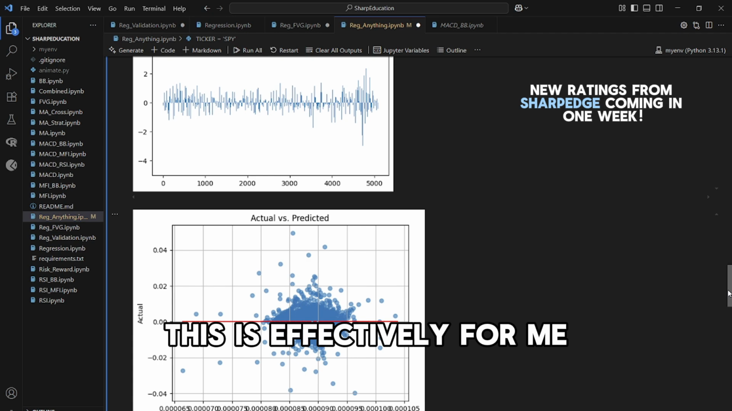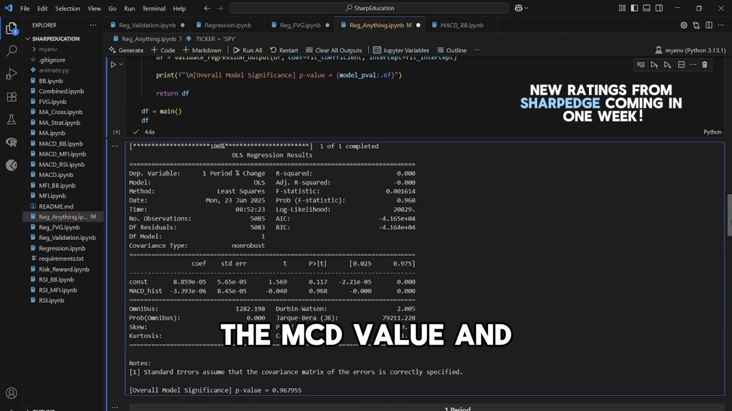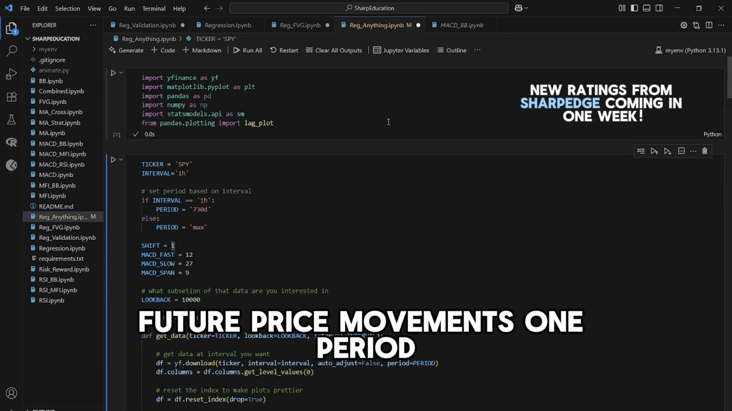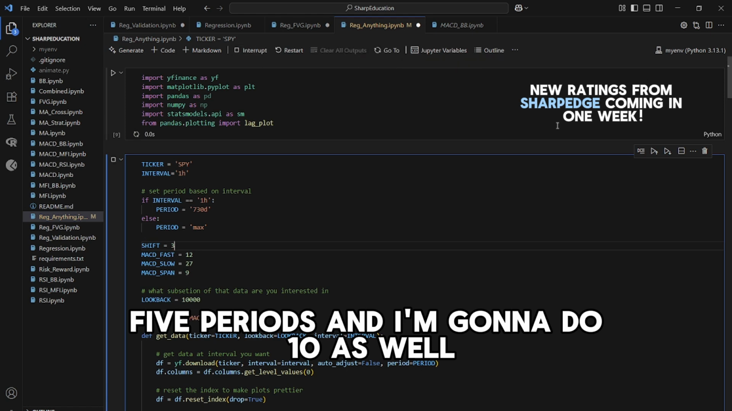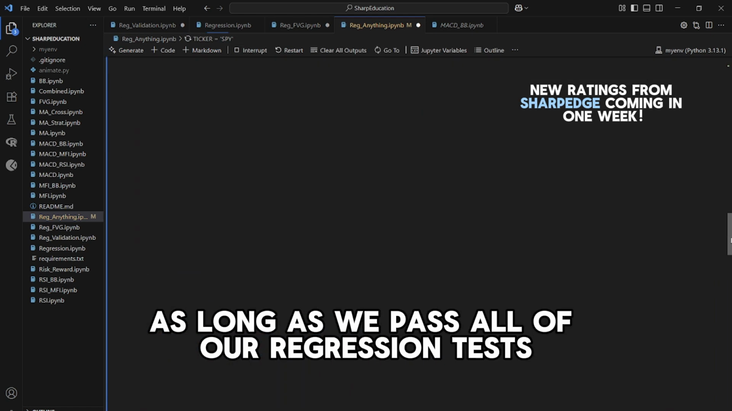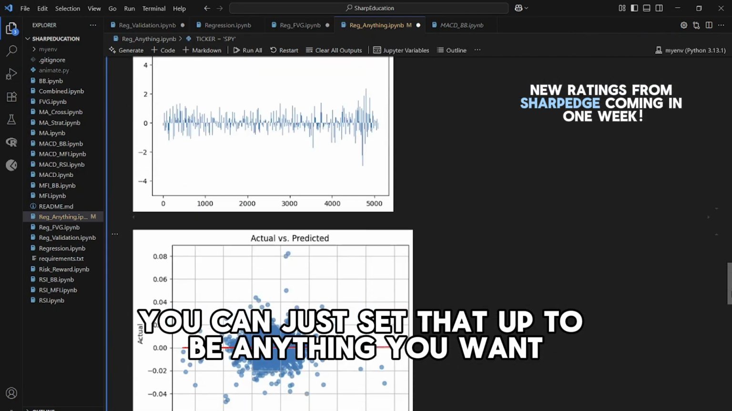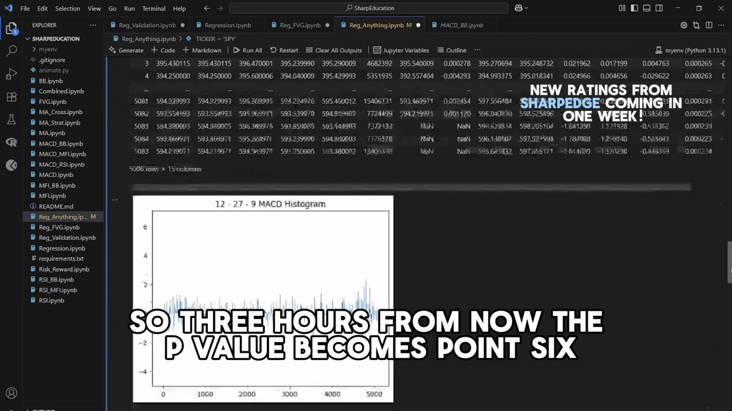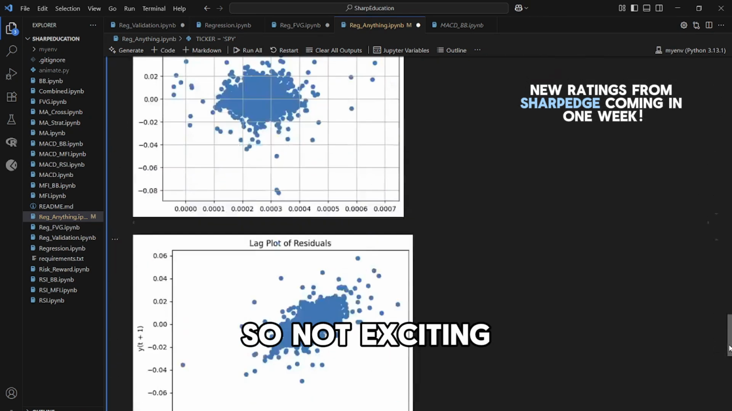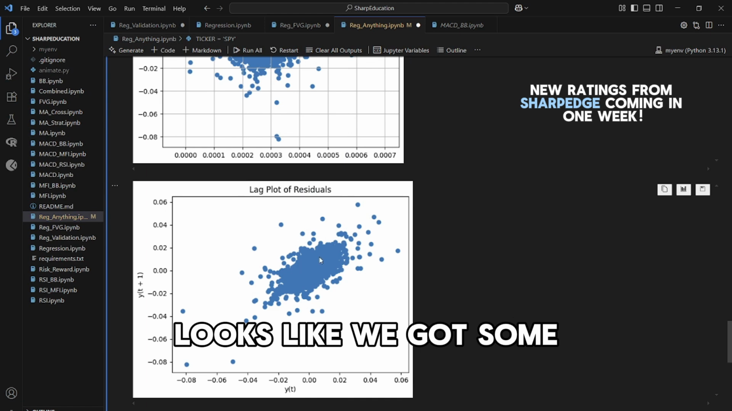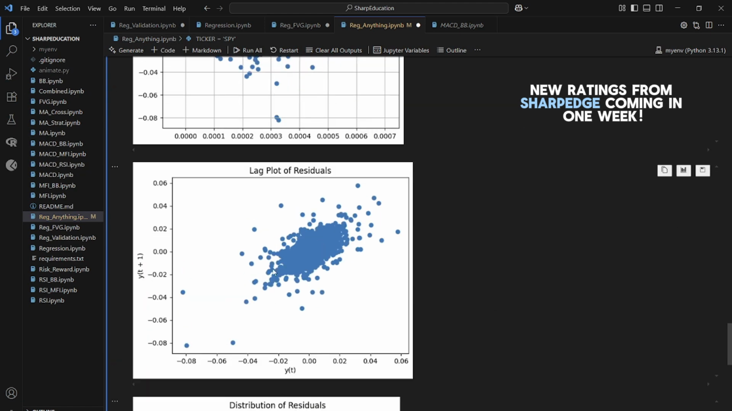This is effectively, for me, proof that there's no relationship between the MACD value and future price movements 1 period out, and we can do 3 periods, 5 periods, and I'm going to do 10 as well. As long as we pass all of our regression tests, you can set that up to be anything you want. So 3 hours from now, the p-value becomes 0.6, so not exciting. Looks like we got some pretty hefty autocorrelation here.